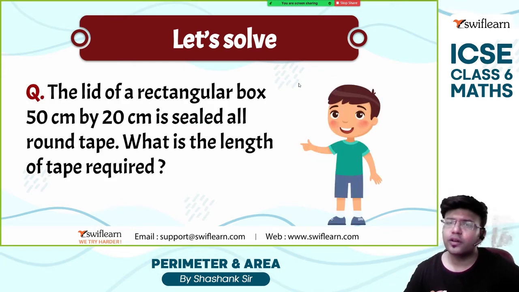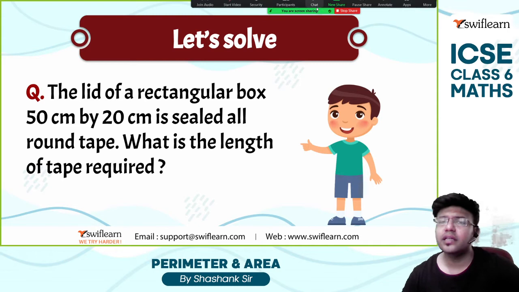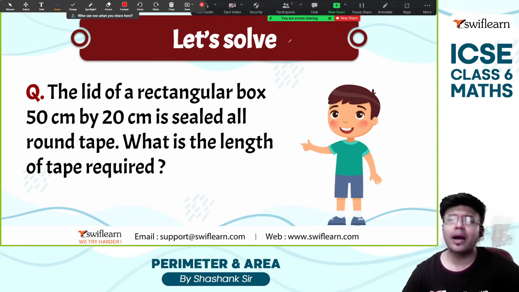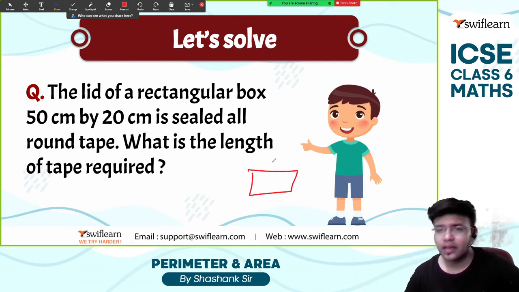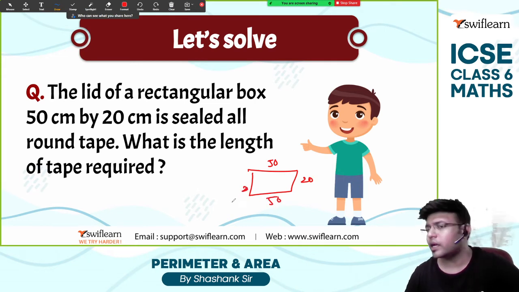The lid of a rectangular box 50 centimeter by 20 centimeter is sealed all around with tape. What is the length of the tape required? Okay, so see, the lid is a rectangular shape, it is sealed by a tape. What is the length required? This is 50 centimeter, this is 20, this is also 50, and this is also 20.